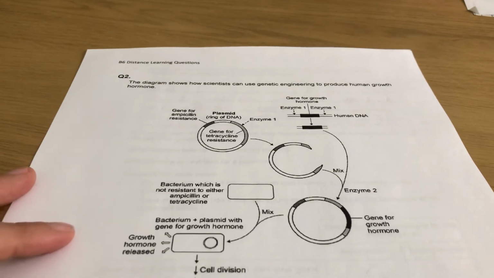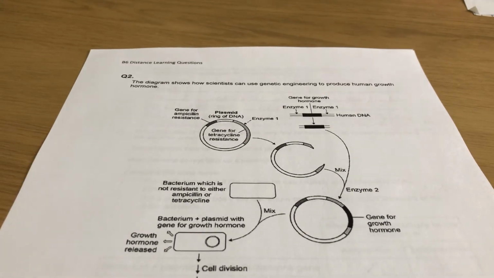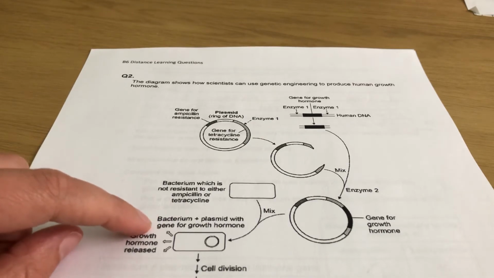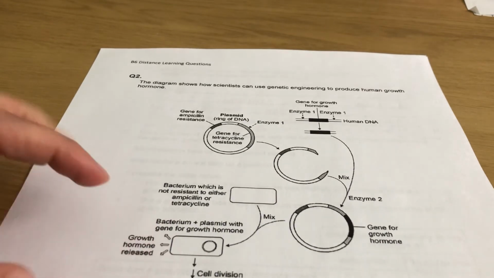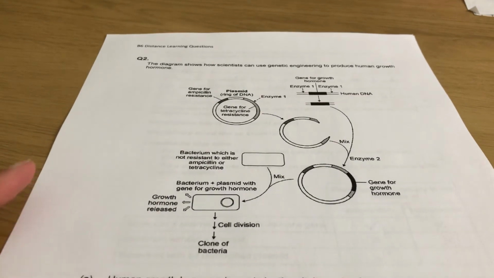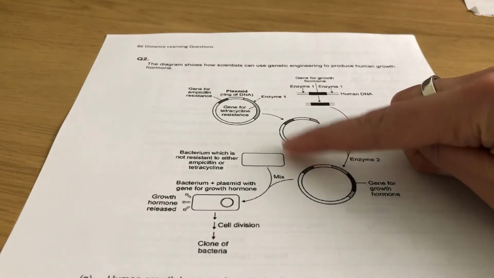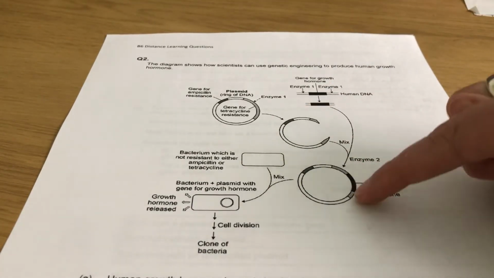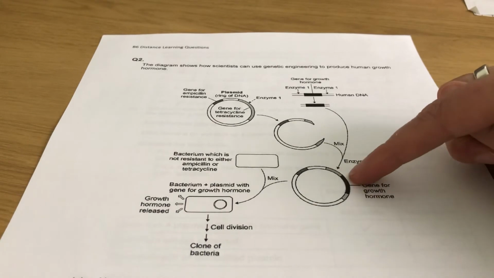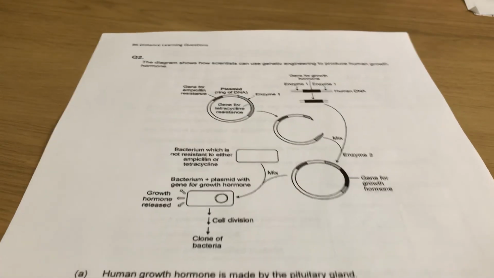The bacteria was not resistant to either of the antibiotics, and then we've got the bacterium with the plasmid with the gene for the growth hormone, and it's releasing growth hormone, which we're then going to be using, and then we get cell division and a clone of all that bacteria. So we've used an empty bacteria here which wasn't resistant, but the plasmid that is going into it has the resistance for this one and has the resistance for this one, but it's being chopped in half, and the growth hormone's been put in that place.